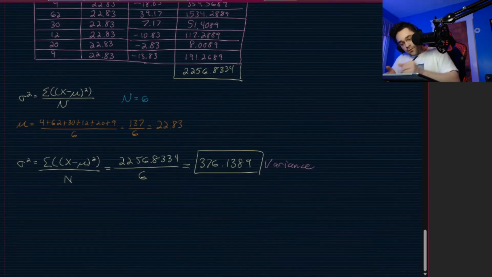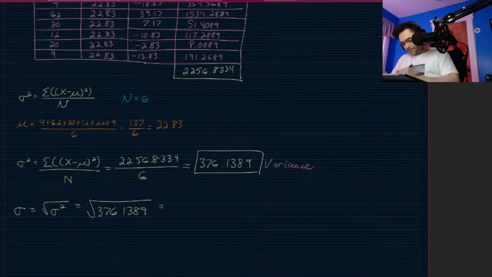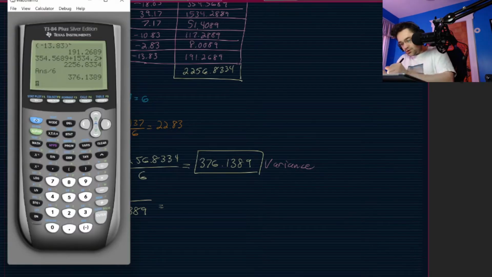And also, what's our standard deviation going to be then? It's just the square root of sigma squared. So it's the square root of this value, 376.1389, which I've still got my calculator right here. And it gives us approximately 19.39.